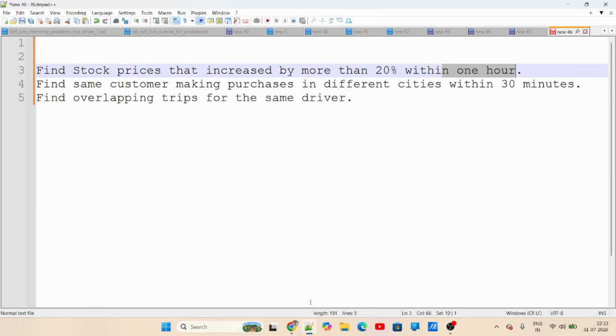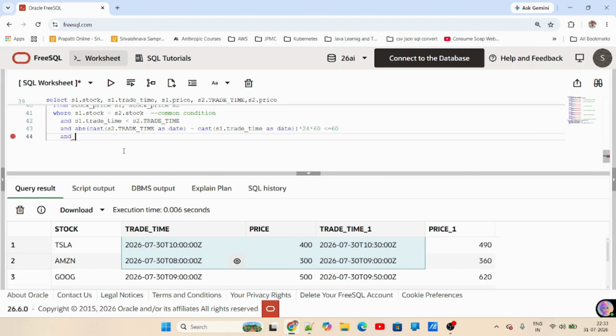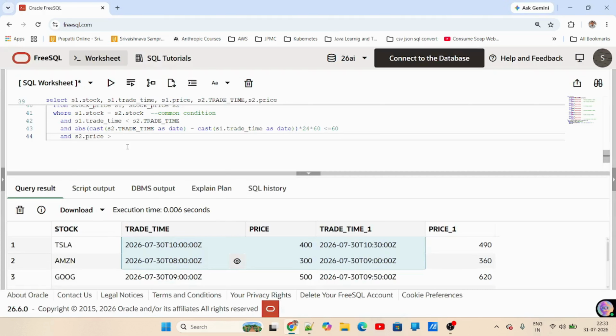Now what is the other filter that I need to check? It is if the stock has increased by more than 20% or not. So S2 is my latest trade time, correct? If S2 is my latest trade time, I will do S2 dot price. And what I'm saying is S2 dot price should be greater than, by more than 20%. I'm saying more than 20%. That means there won't be equal to. So let's remove the equal to.